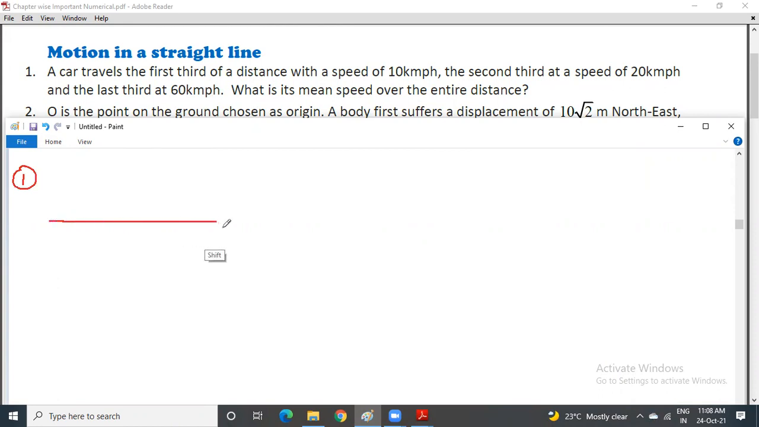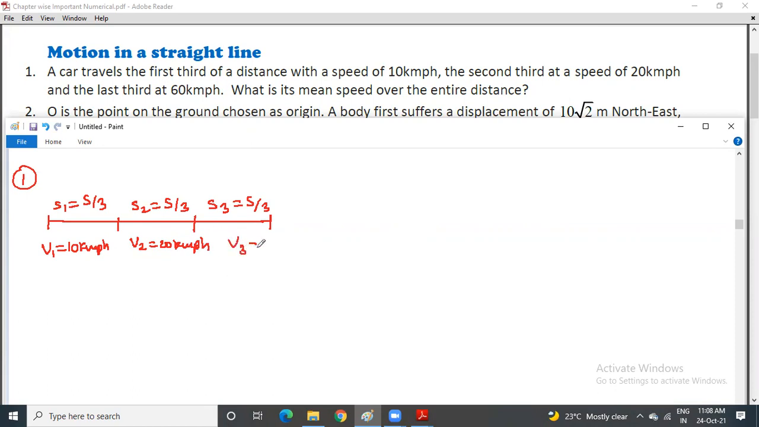Say this is the total distance. It is divided equally into three parts as per the question. So S1 is equal to S by 3, S2 is equal to S by 3, even S3 equal to S by 3. So this S1 is moved with the speed of 10 kmph, S2 is moved with the speed of 20 kmph, and S3 is moved with the speed 60 kmph.